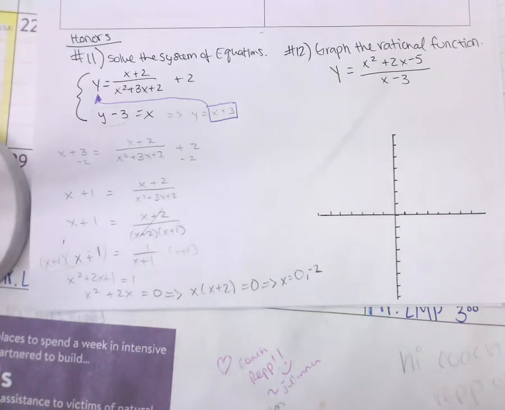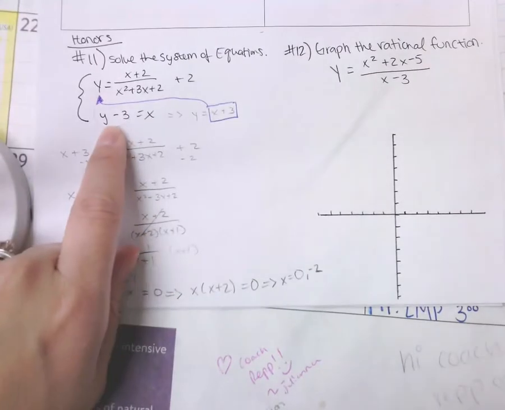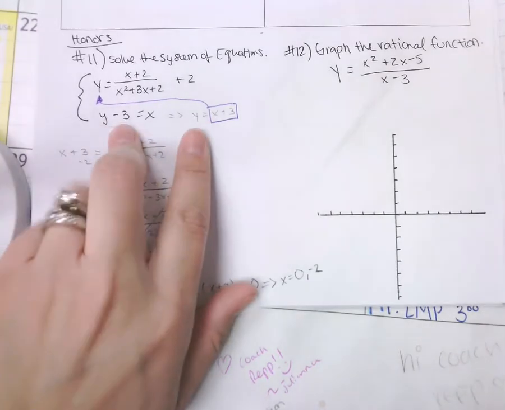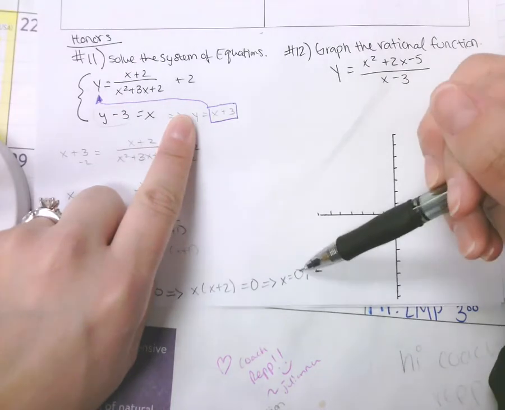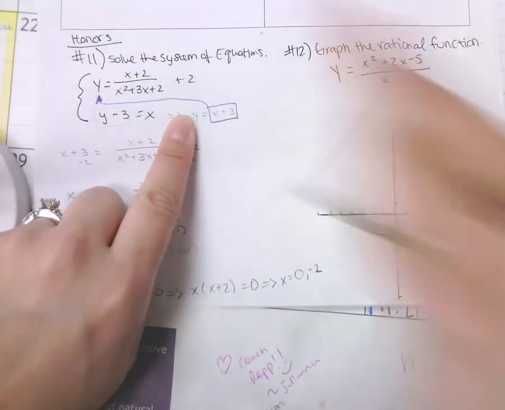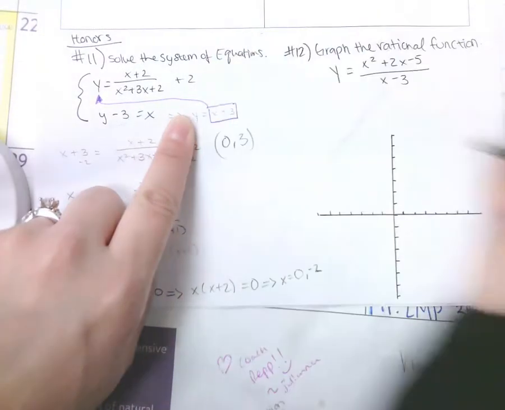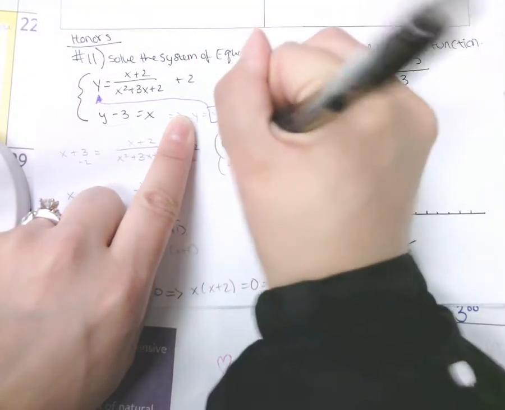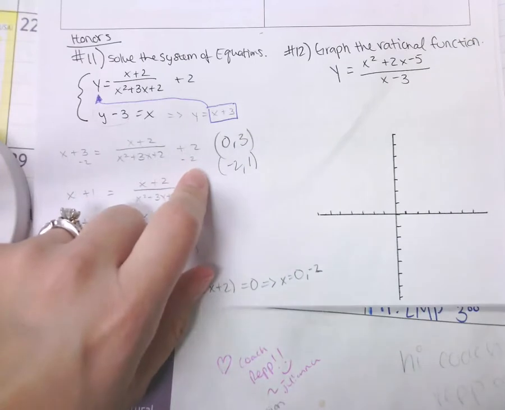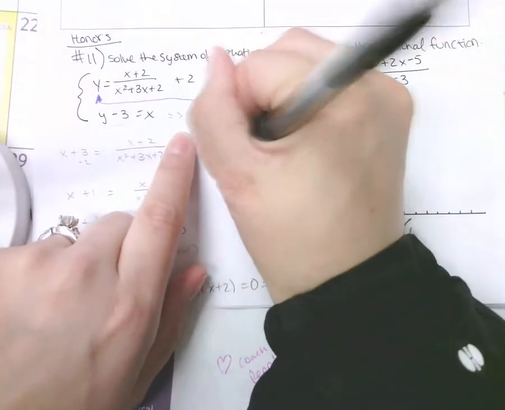But remember, it's a system. So for systems, you have to plug them back in and find y. Fortunately, we have these two nice simple equations that we can plug x back into. So I'm going to look at this one. If I plug 0 back in here, I get 3. So 0, 3. If I plug -2 back in here, I get 1. So those are my two answers: 0, 3 and -2, 1.